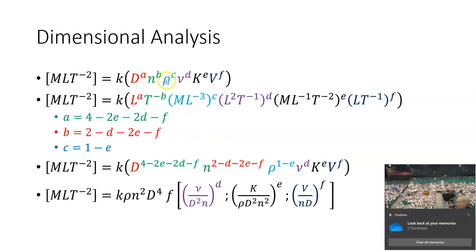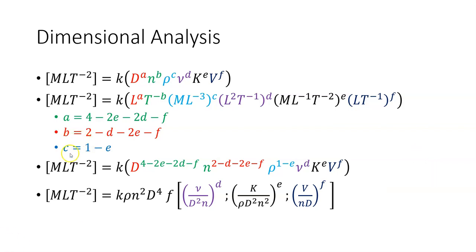Rho was C, and C is equal to 1 minus e. So that becomes rho to the power of 1 minus e. And we still have nu to the power of d, k to the power of e, and v to the f. Okay, so we have d to the power of 4, so I'm going to take that out. There's d to the power of 4. We have n squared. We're going to take that outside. And we have rho to the 1, so we're going to take that out.